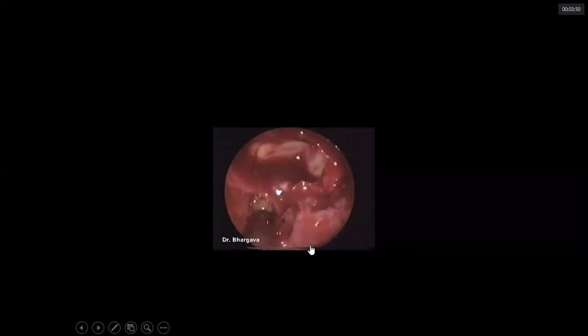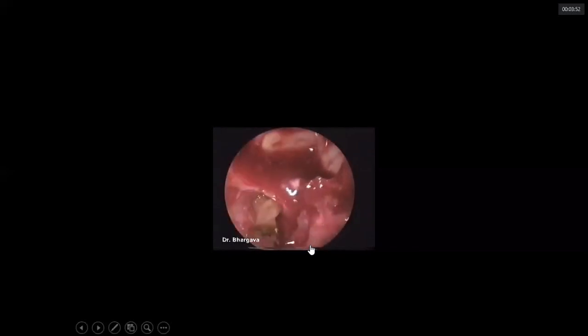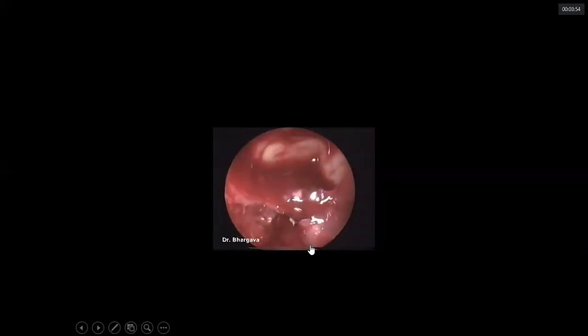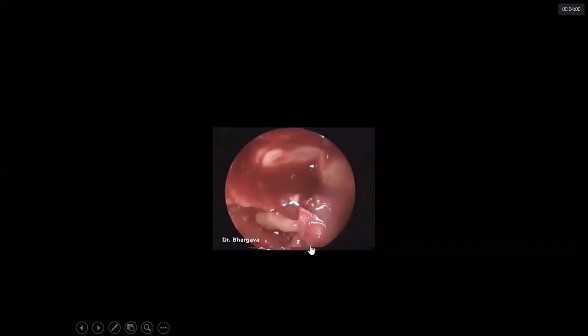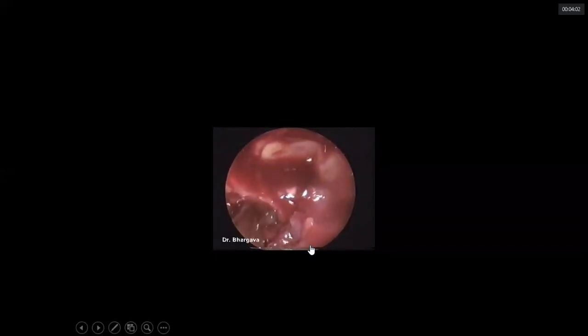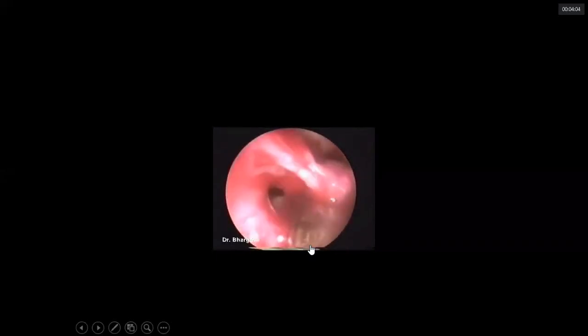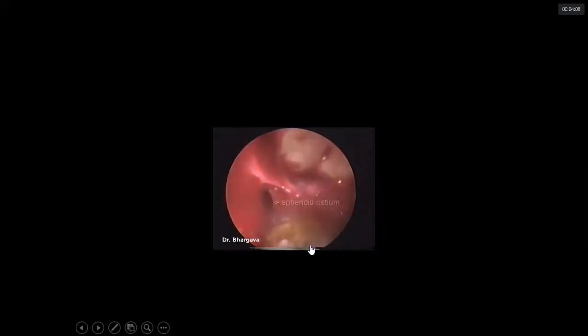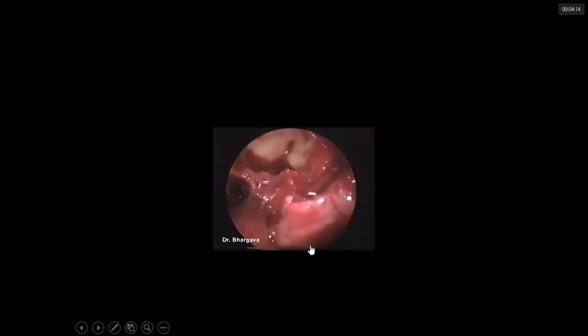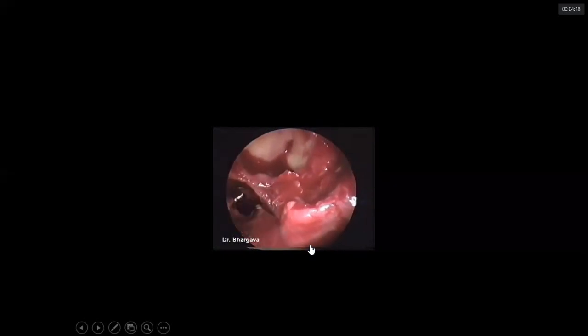The opening of the sphenoid sinus is now being identified. Polyps are now being removed from the sphenoid sinus. The sphenoid sinus opening is now being widened with the help of the micro-debrider to complete the operation.